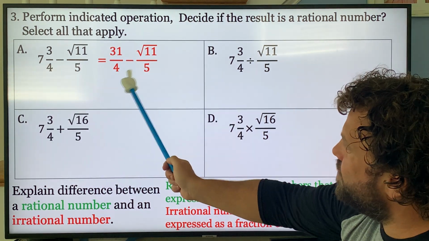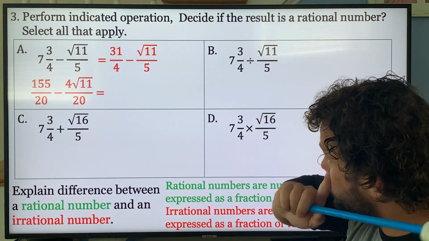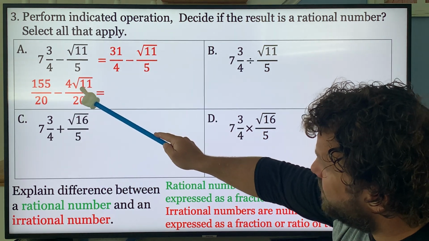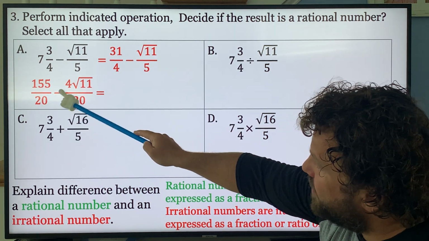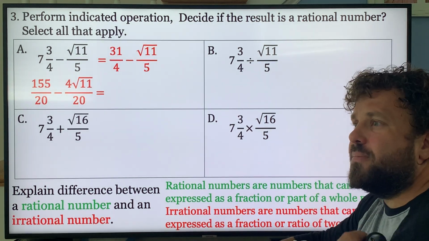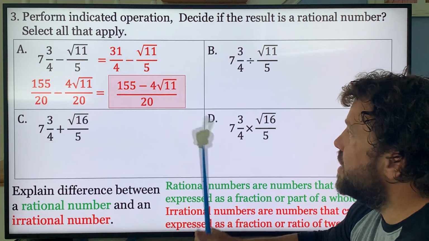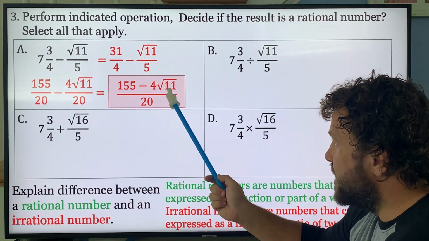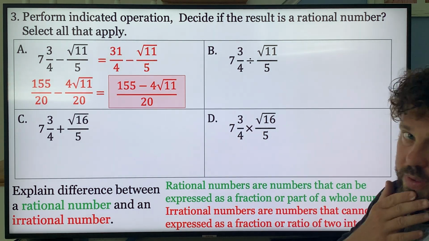All right, 20. So I have to multiply this by 5 over 5 because that's 1. 5 times 31 is 155. 5 times 4 is 20. 4 times radical 11 is 4 radical 11, over 20. 155 minus 4 radical 11, well, that's going to be some kind of irrational number. We can leave it like that, divided by 20. Because this has a radical in it, the result is an irrational number.